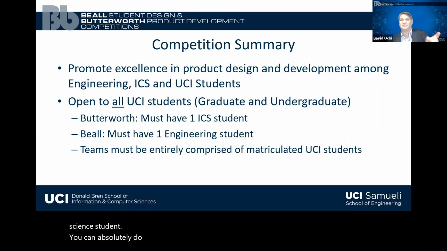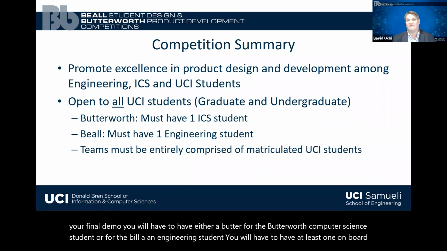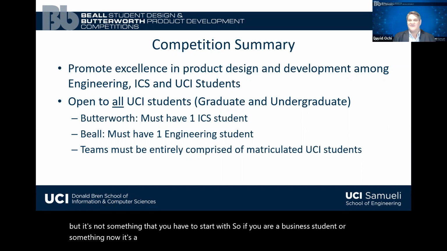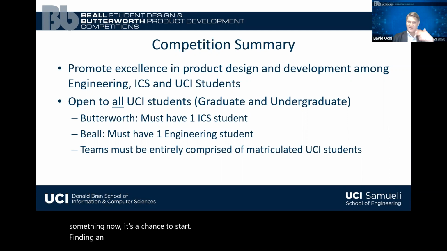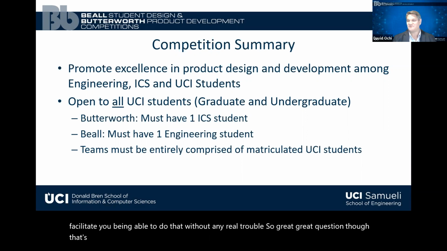You will, in the end, by the time you submit your final paper and your final demo, have to have either for the Butterworth, a computer science student, or for the Beall, an engineering student. You will have to have at least one on board, but it's not something that you have to start with. So in other words, if you are a business student or something, now's the chance to start finding an ICS student or an engineering student, and we're going to find ways to help facilitate you being able to do that without any real trouble. So great question though. Whoever asked that, that's a good one.